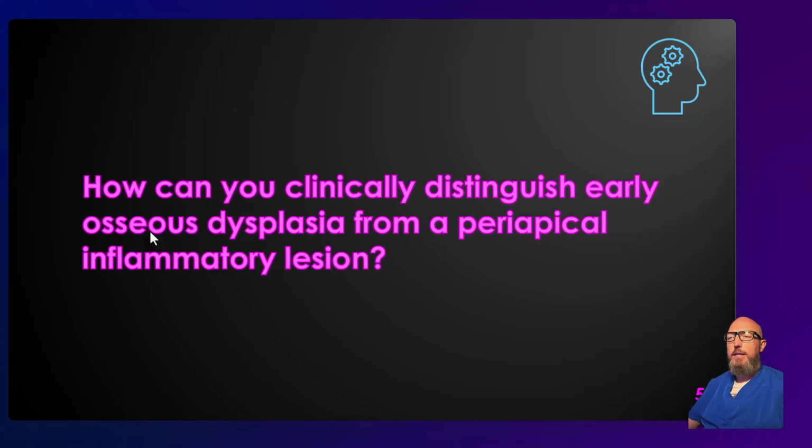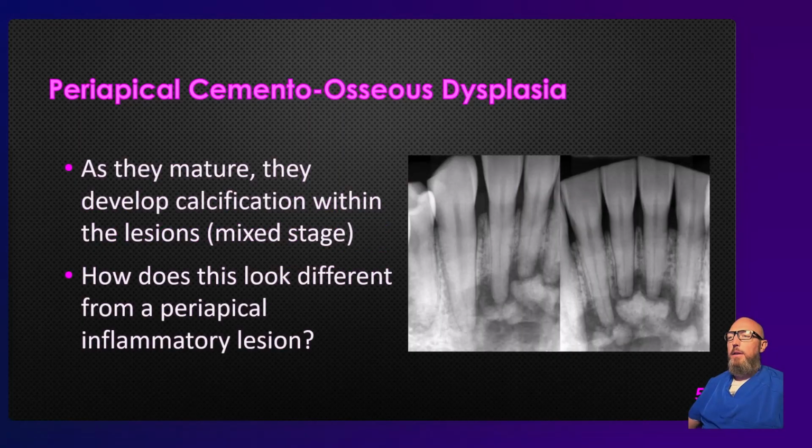How can you clinically distinguish osseous dysplasia? Do the vitality test. For osseous dysplasia, you suspect that it's vital. Does that tell you necessarily it's an osseous dysplasia? No, it could be any of the other lesions we're going to talk about in this course. But it does rule out an inflammatory lesion. Now, these lesions, as they mature, they develop these dystrophic calcifications within the lesion.